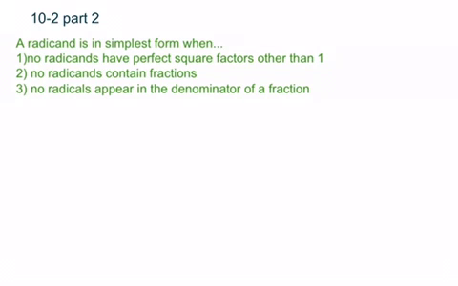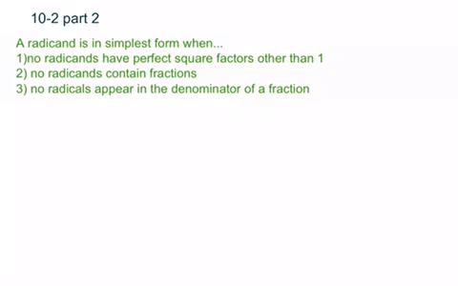All right, class. So in part one of lesson 10.2, you looked at how to simplify radicals. The way that we did that, looking at step one here, these are the three steps, or basically three qualifications, that a radical has to meet in order to make sure that it is in simplest form. So for step number one, we have no radicands that have perfect square factors other than 1.